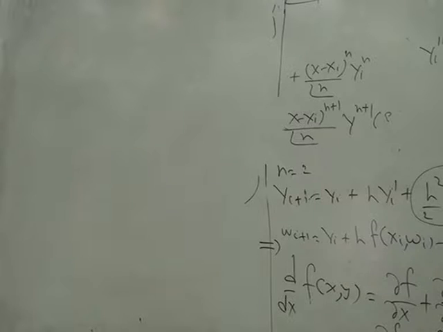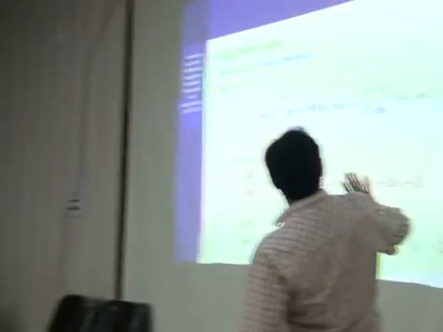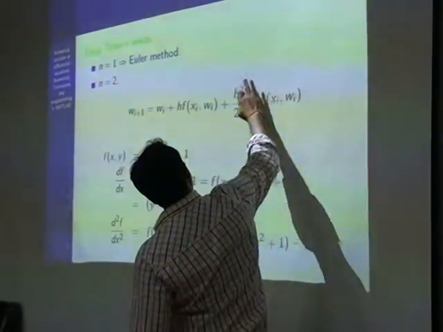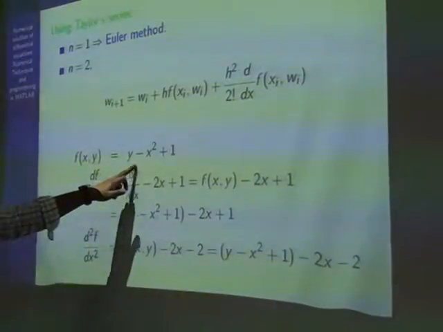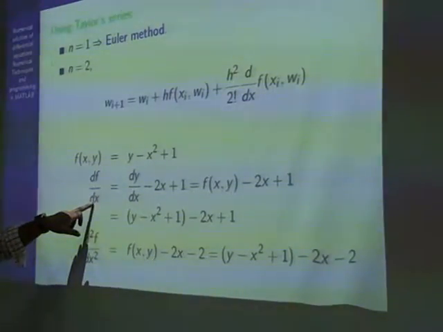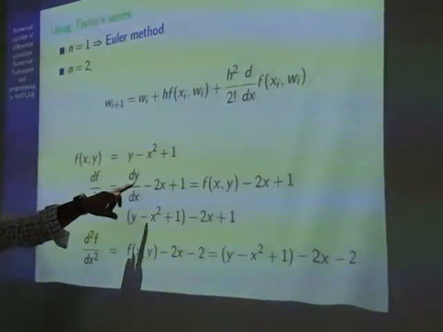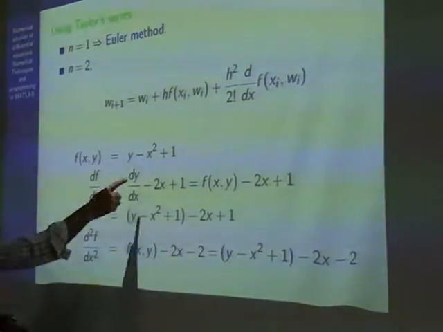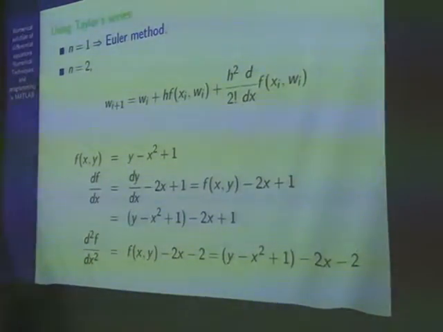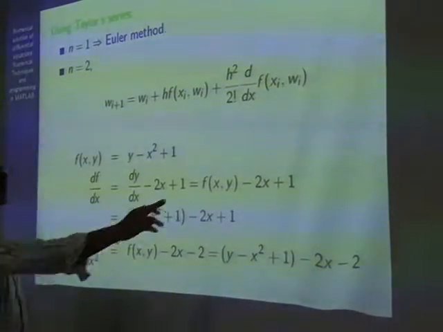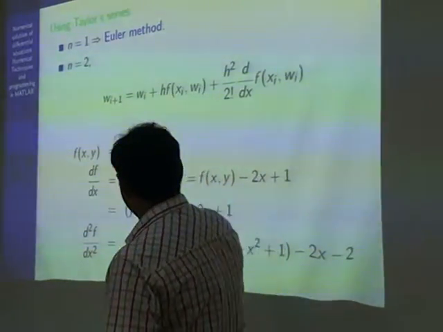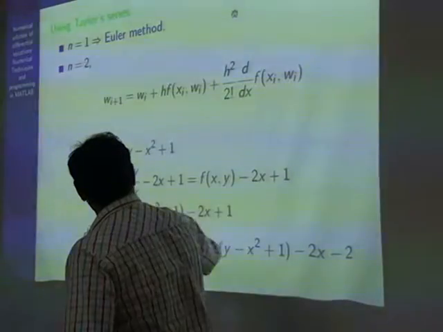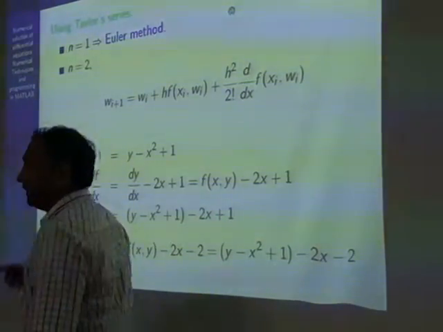This is my Taylor series of still second order. That's what the formula is. Only thing we have to compute this. This is not given to me. How do I compute? I told you, f of x, y is this, correct? If you differentiate this with respect to x, you get dy by dx minus 2x, etc. What is dy by dx? It's nothing but f of x, y. So f of x, y minus 2x plus 3. Is it clear? So what is f here? y minus x square plus 1. So finally you get this expression for df by dx.